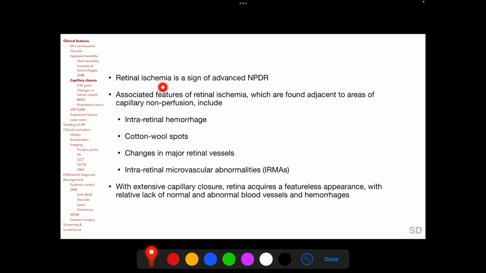Retinal ischemia is a sign of advanced non-proliferative diabetic retinopathy, and associated features of retinal ischemia, which are found adjacent to areas of capillary non-perfusion, include intraretinal hemorrhages, which we have already discussed, cotton wool spots, changes in major retinal vessels, particularly venous beading, and intraretinal microvascular abnormalities or IRMAs, and we'll be discussing these features next. With extensive capillary closure, the retina acquires a featureless appearance with relative lack of clinical findings of diabetic retinopathy.